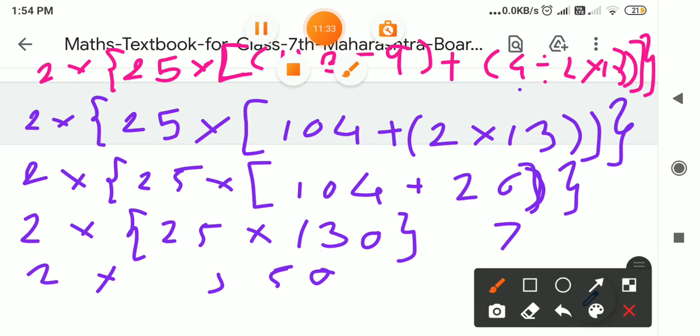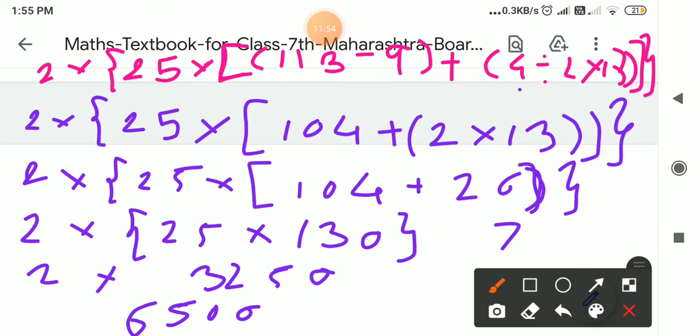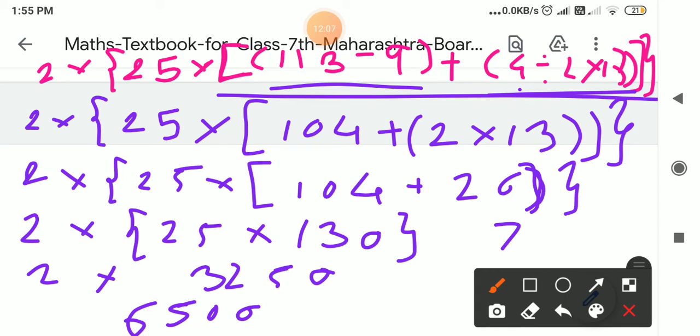Then 0 0. So here it is 30. 25 ones are 25, and 25 plus 7 is equal to 32. And the multiplication of this is equal to 2 into 0 0. 2 fives are 10, 1 carry, 2 twos are 4 plus 1 is 5, and 2 threes are 6. And this is the answer. 6500 is the answer. So here first we solve the round bracket, then you have to solve the square bracket, and then you have to solve the curly bracket. In this way solve the examples.